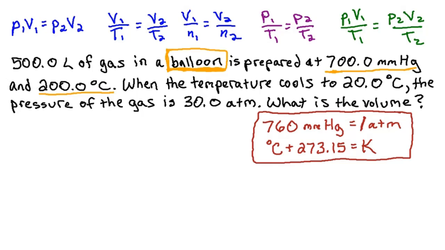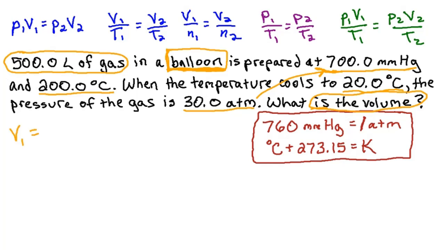When the temperature cools to 20.0 degrees Celsius, the pressure of the gas is 30.0 atms. So you see this atms is the second pressure, and the 700.0 millimeters of mercury is the first pressure. And it's asking what is the new volume, what is V2? So let's go ahead and take inventory of what we have. First we have 500.0 liters of gas. That's going to be your first volume, the volume you start with.